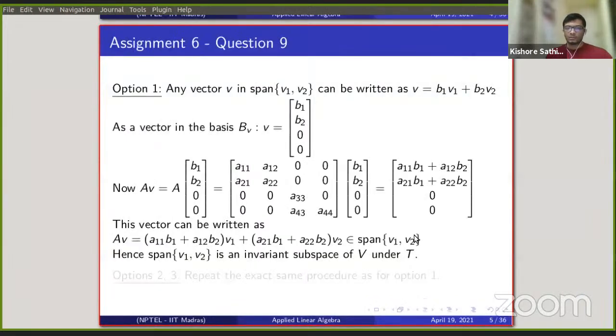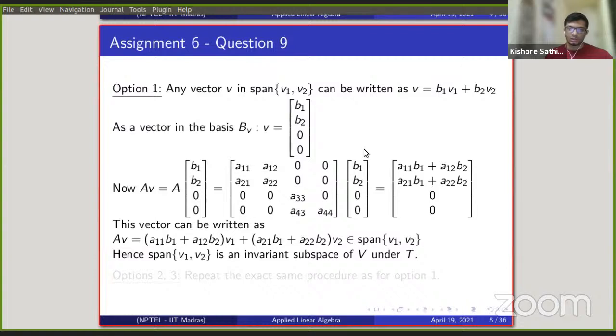Okay, so we know that any vector in this span can be written as a linear combination of the elements of the span. So v is equal to b1 times v1 plus b2 times v2. And the given basis for A is V1, V2, V3, V4. So if we express our vector v in terms of this basis, we simply have the coefficients b1, b2, 0, 0. All right, so now we have our input in the given basis. So now we can apply A, and we do A times v.